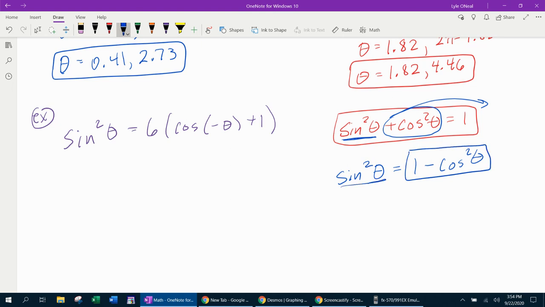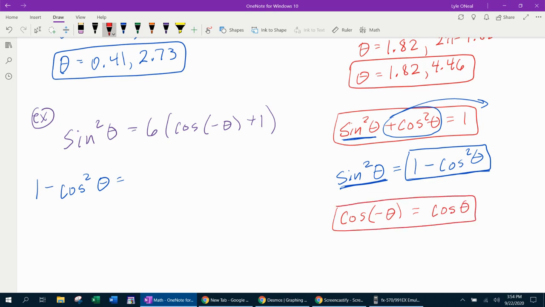So now anytime I see a sine squared theta, I can replace it with 1 minus cosine squared theta. That's part of this identity, okay? So now I'm going to say 1 minus cosine squared theta equals, and then remember the next issue was that negative angle. And so this is where we're going to need to remember our even odd properties for cosine. Cosine of negative theta equals cosine theta. That is also an identity. That's our even odd property for cosine.